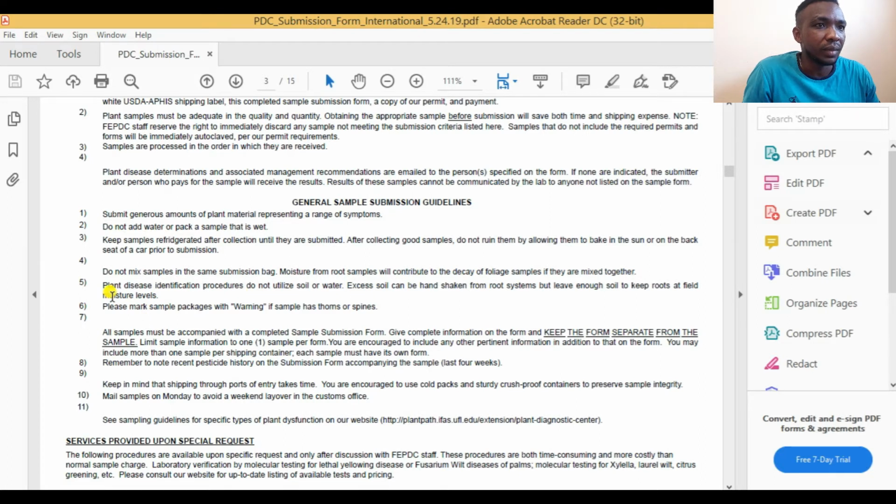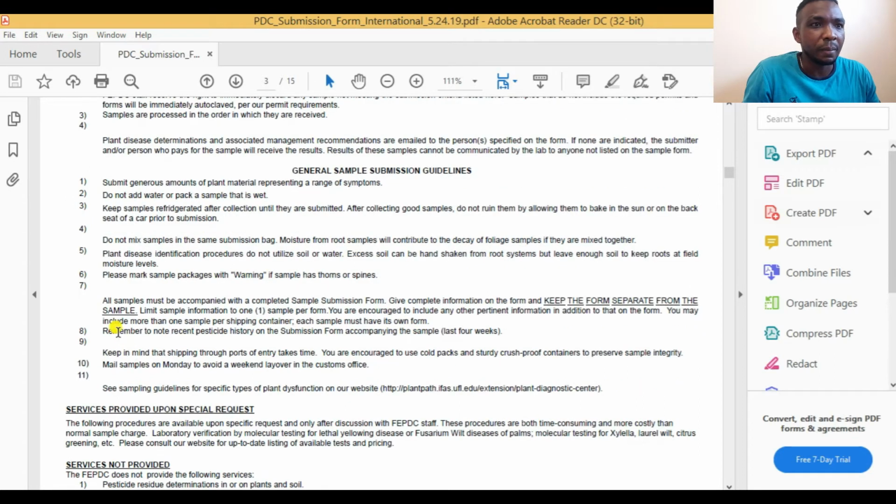Number 5, plant disease identification procedures. Do not utilize soil or water. Excess soil can be shaken from root systems, but leave enough soil to keep roots and feel moisture levels. Number 6, please mark sample packages with a warning if samples have thorns or spines, right?